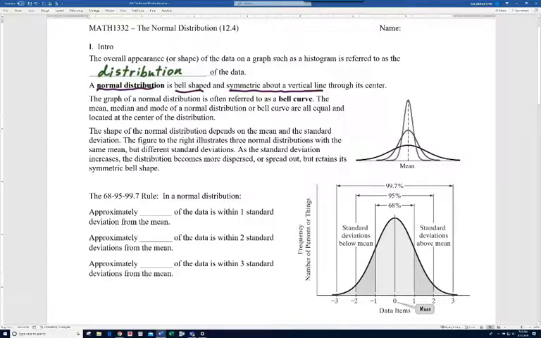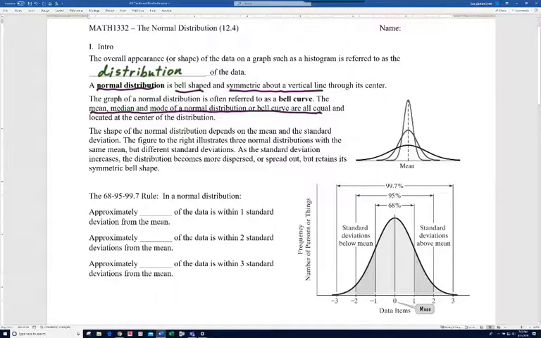The mean, median, and mode of a normal distribution or bell curve are all equal. So that's something that you want to make sure you know. And if you think about it, it makes sense if you think about what each of those measures mean.